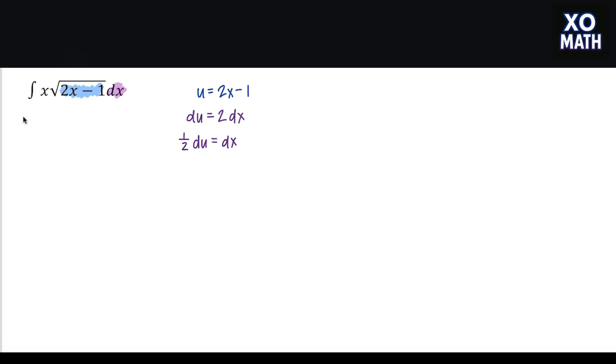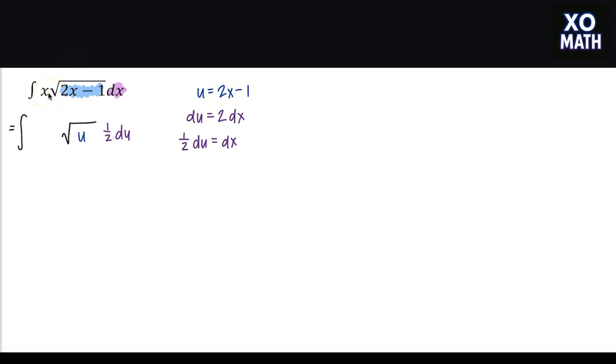So what we're going to have at this point is the integral of, I'm going to leave this x alone for now. I'm going to replace 2x minus 1 underneath the square root with u. So I'm going to have the square root of u. And then dx gets replaced with 1/2 du. But the problem is this extra x.